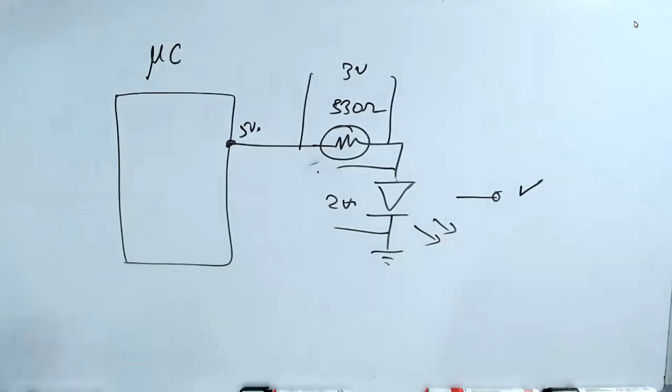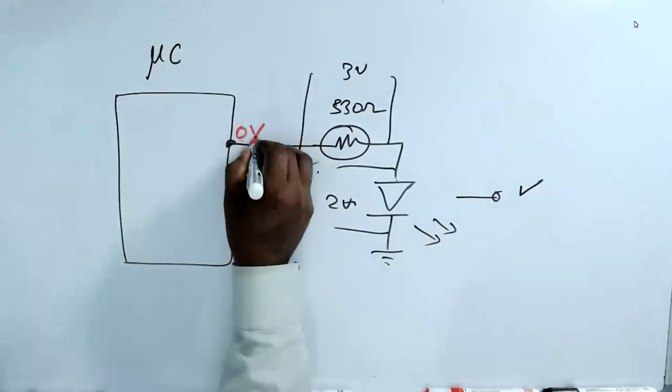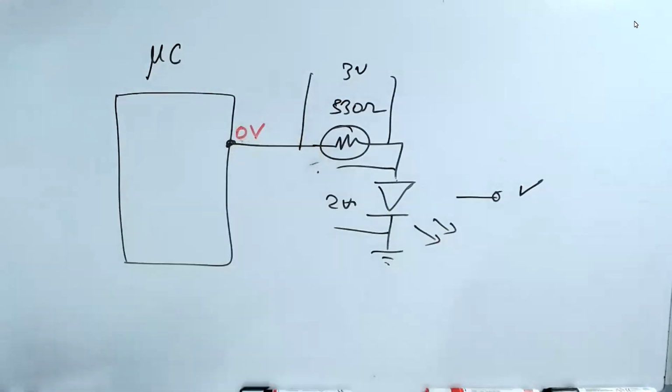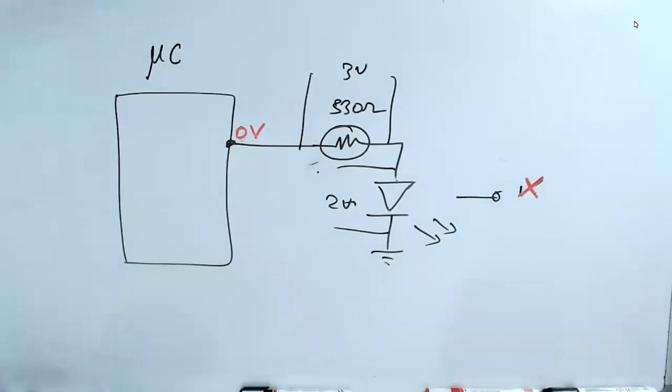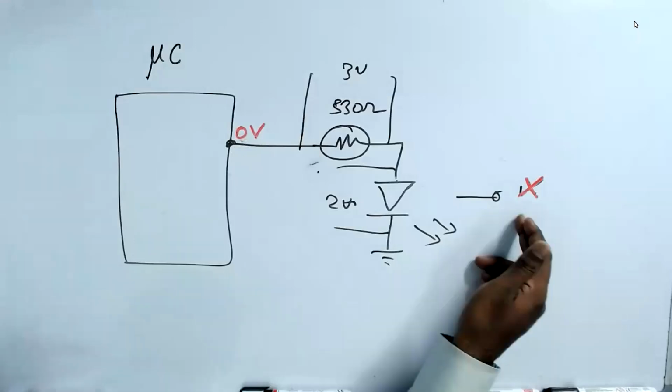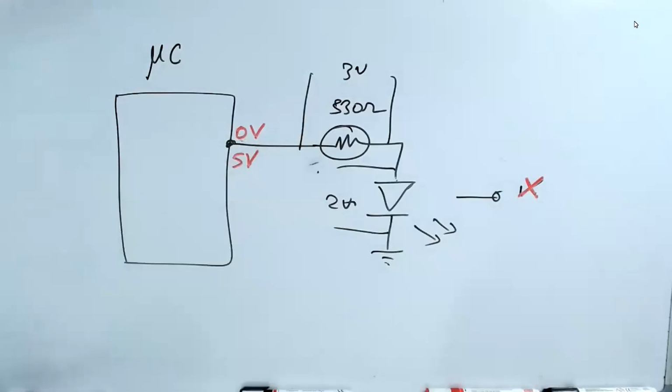Now, if you make this 0 volt, then this is going to be off. Am I right? 0 volt means off, 5 volt means on. Am I right? Please understand one important thing.